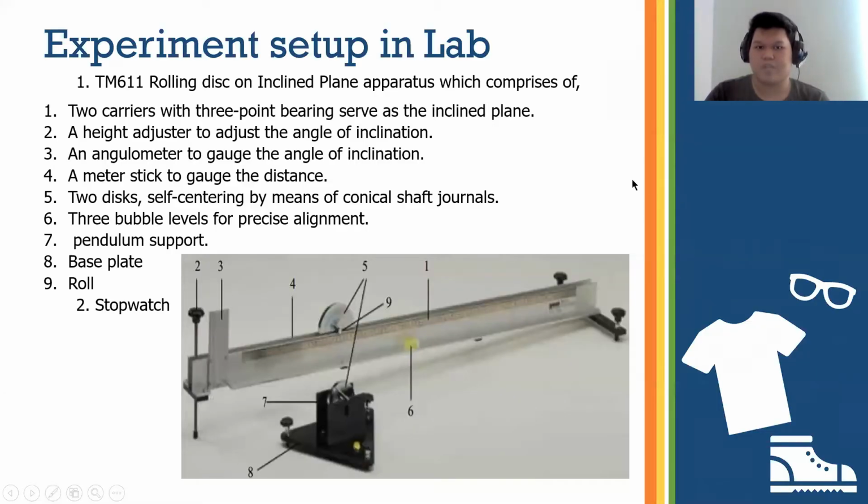Okay, for the experiment setup in the lab, we use the TMC11 rolling disc on an inclined plane. We can see this in the picture. We use this setup in the lab. We also use a stopwatch.